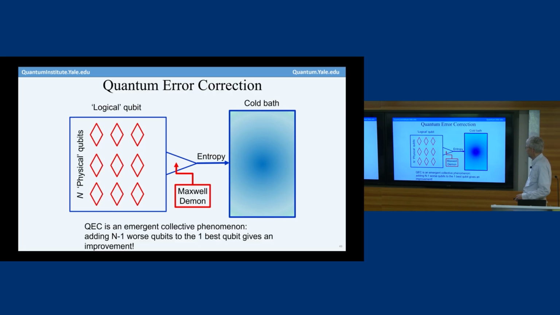So weirdly, among all these physical qubits, one is better than all the others. And you have to beat that. By adding n minus 1 not-as-good qubits, but then doing something collective with them, you can make it better than the best one.